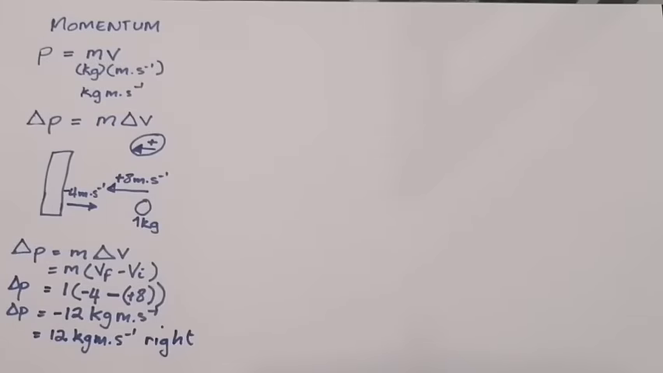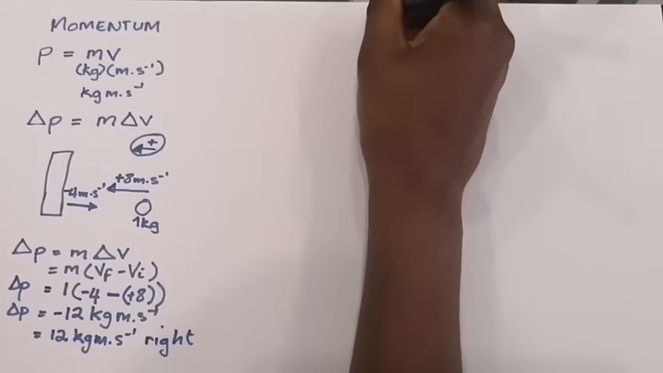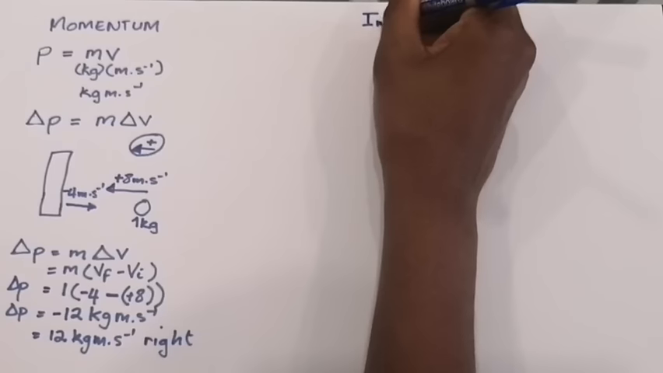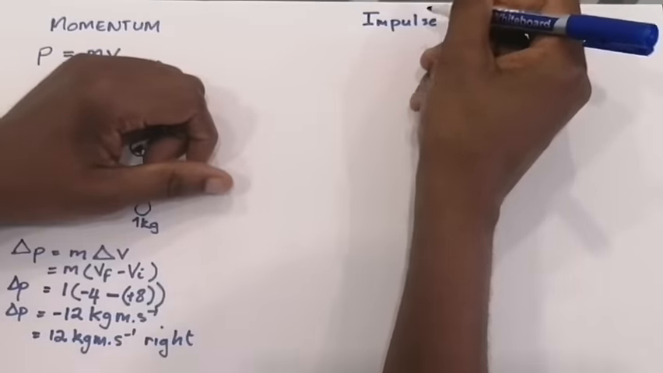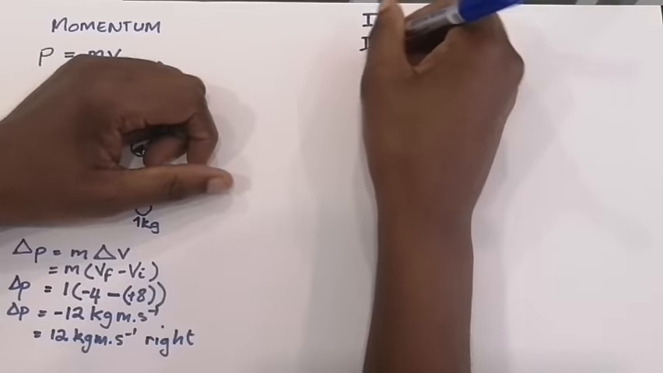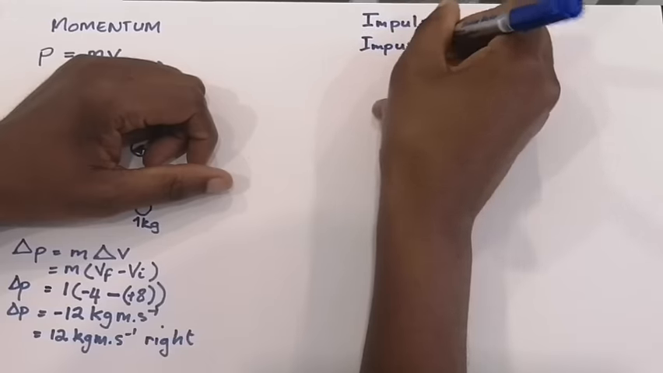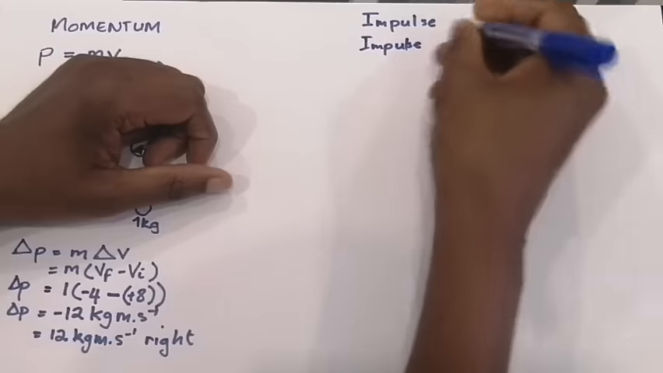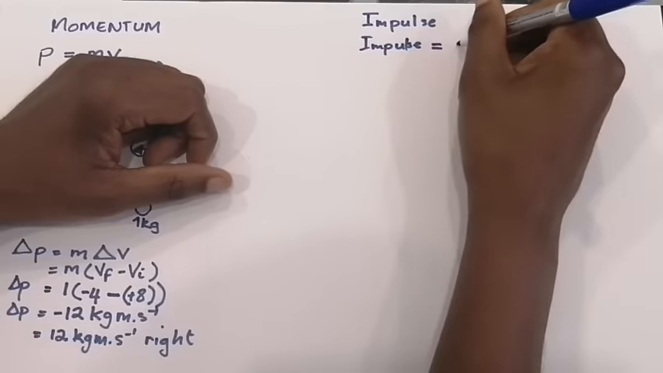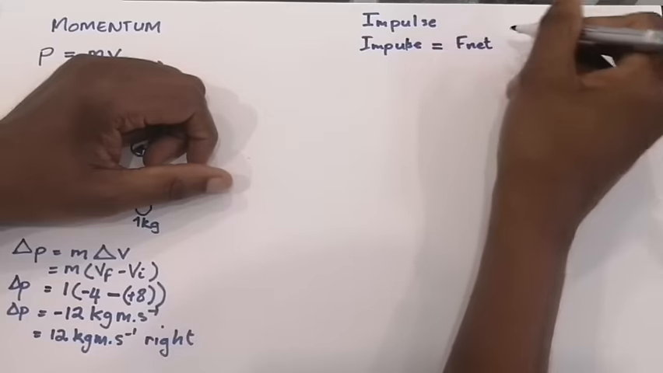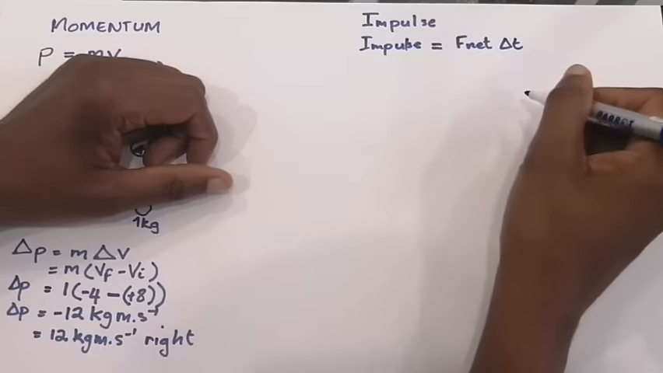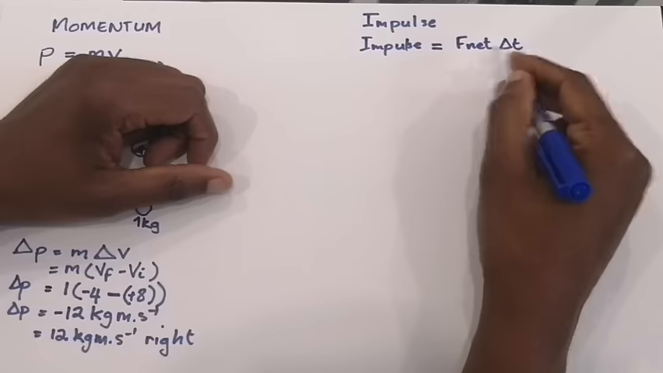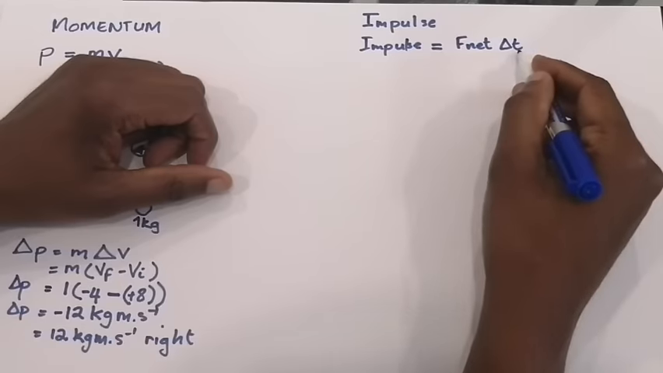Now, I want us to quickly introduce another term here, and that term we call impulse. We talk about the term impulse. By definition, impulse is the product of the net force and the time taken over which that force acts on the body. So it's the product of force and time, okay?